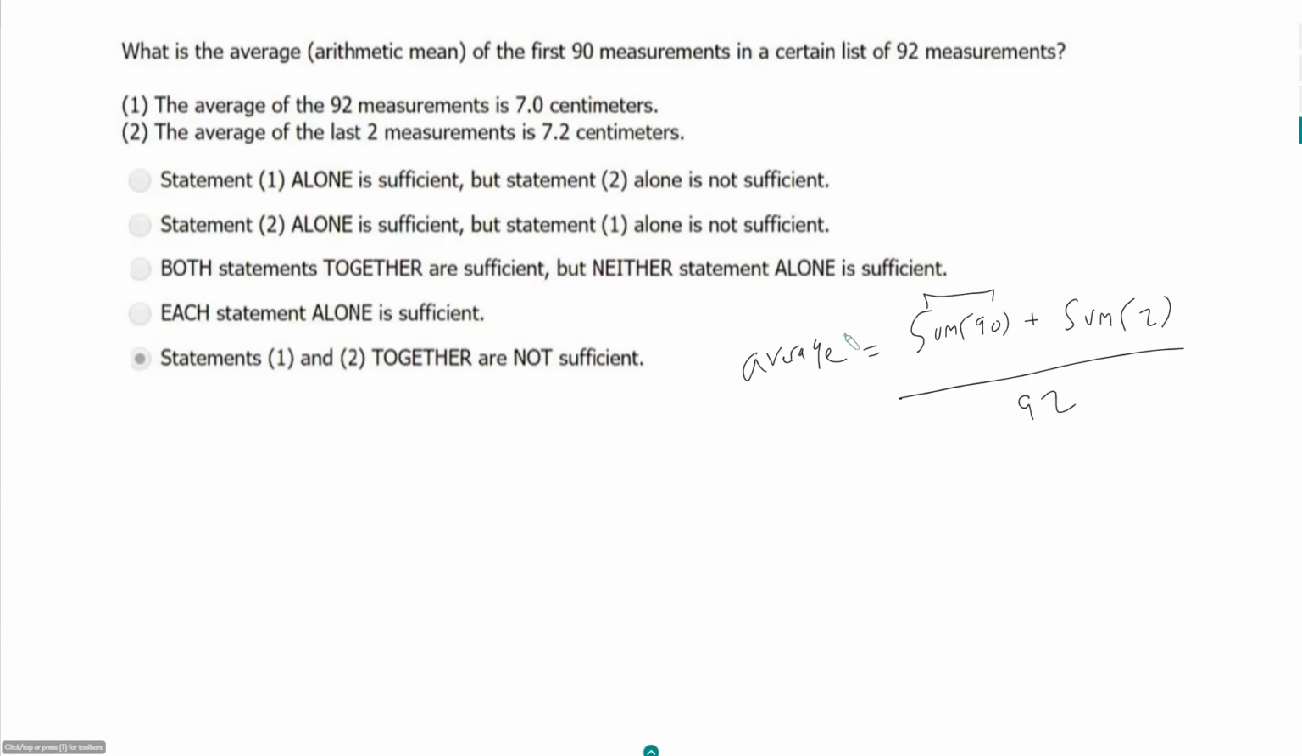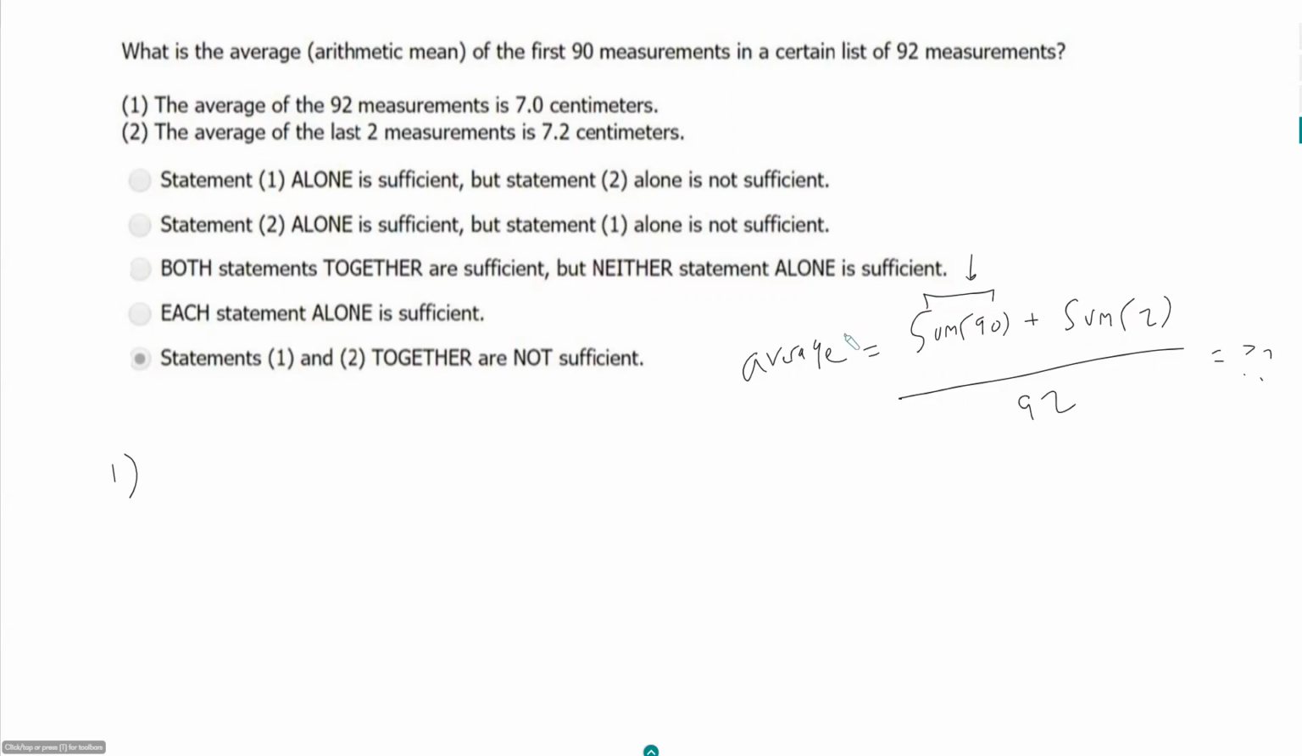And we want to know what is the average of our first 90 measurements. Okay, so we can think about that's the sum of our 90 measurements over 90, but without knowing more information, I don't know if I necessarily want to rephrase this as, so I'll just leave this as is and know that this is what we're looking for, the average of our first 90 terms.